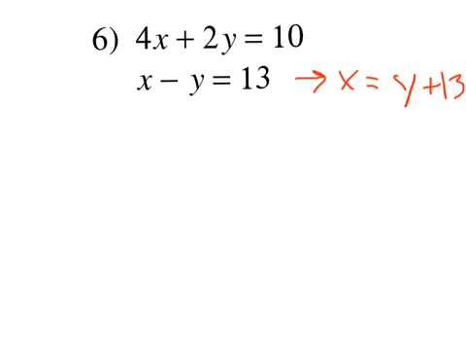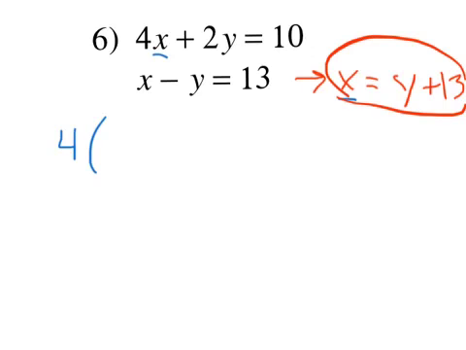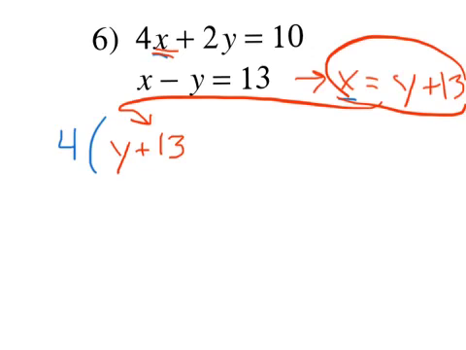Now, if we want to use that, we need to put our x in for the x in the other equation. So we're going to have 4 times, our x over here is going to come in for our x up here. So instead of x, we're going to substitute y plus 13, and everything else is going to stay the same. Whoops, sorry, this should be an equal sign.